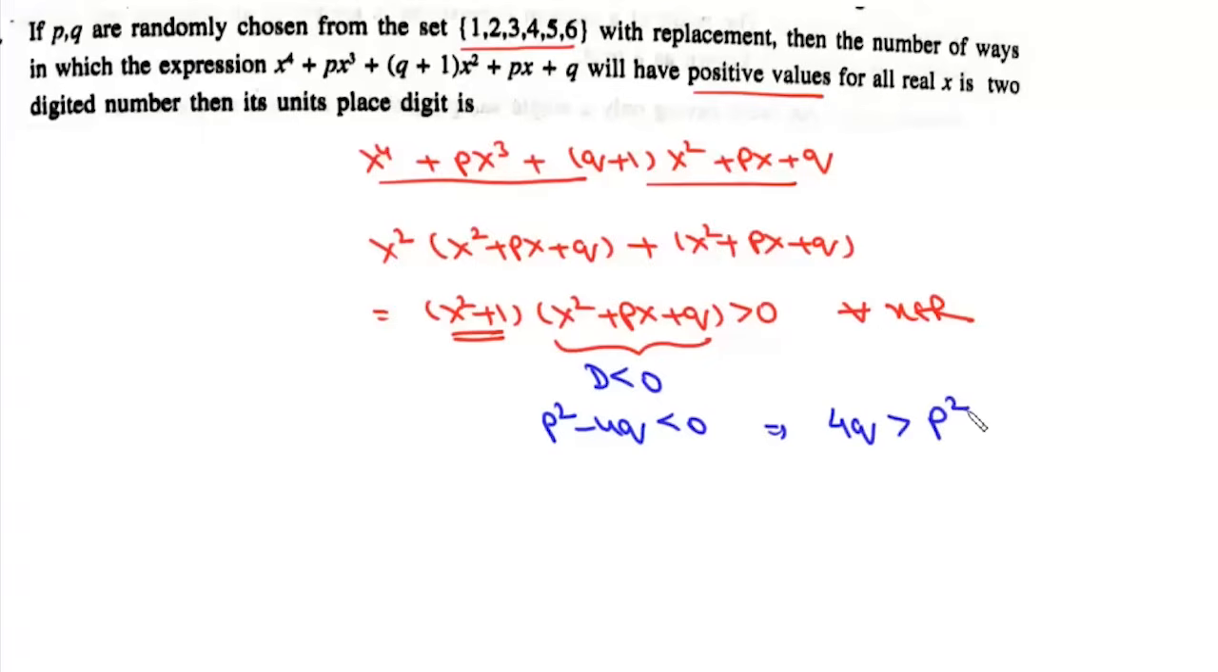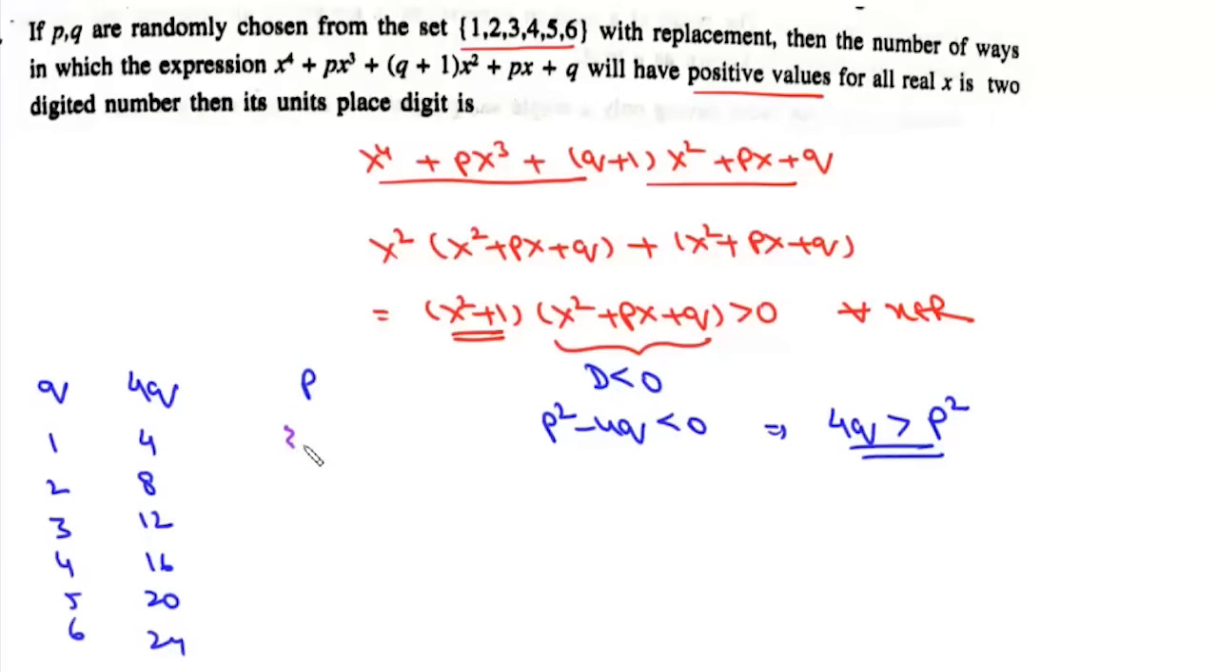Now we'll have to look at different combinations of p and q such that this condition is satisfied. Now we look at q, 4q, and the possible values of p. Now the value of q can be 1, 2, 3, 4, 5, and 6. Now 4q is 4, 8, 12, 16, 20, and 24.